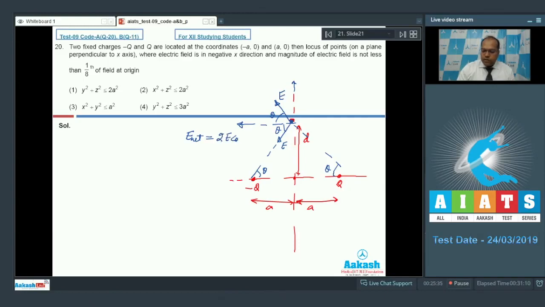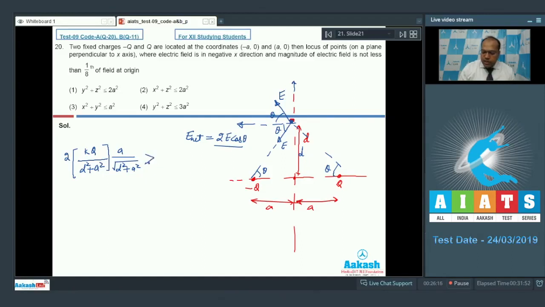That is 2E cos theta. It is given in the question that the net electric field is not less than 1/8 of the field at the origin. So this value can be written as 2 into E, where the value of E at this position can be written as kq divided by r square, that is d square plus a square, into cos theta. Cos theta is base upon hypotenuse, so it is a divided by under root of d square plus a square.